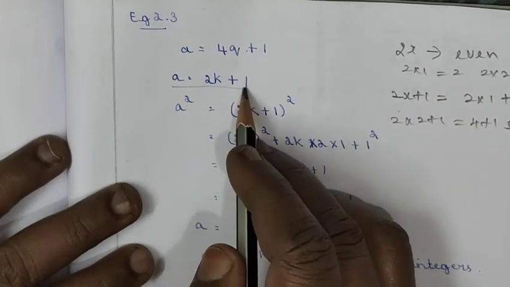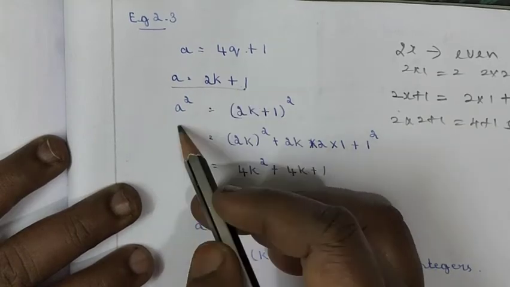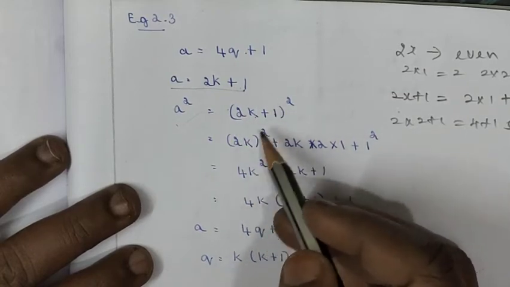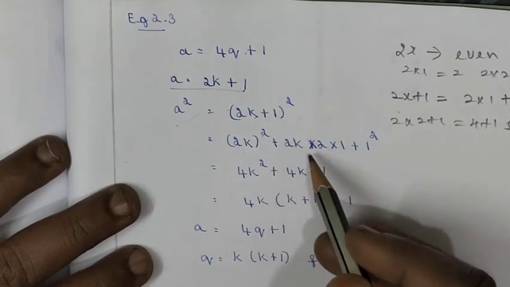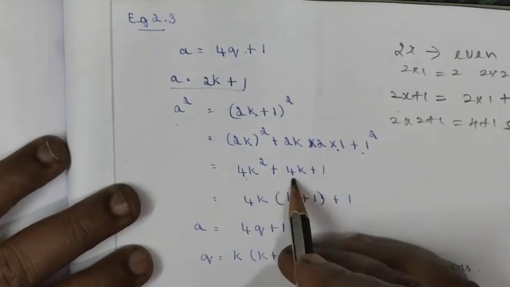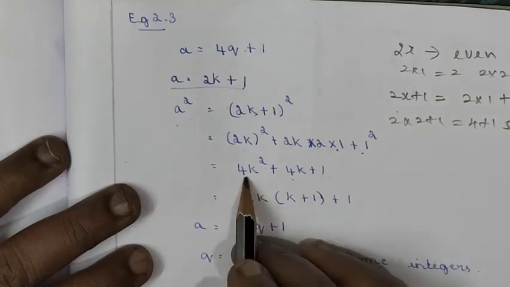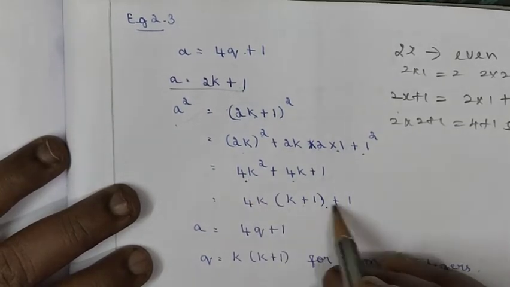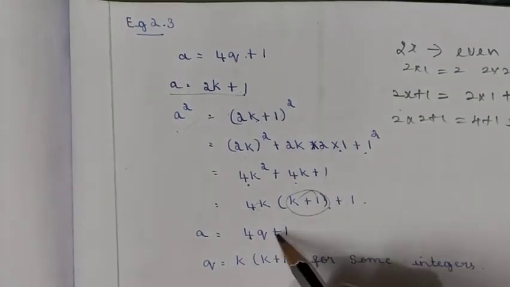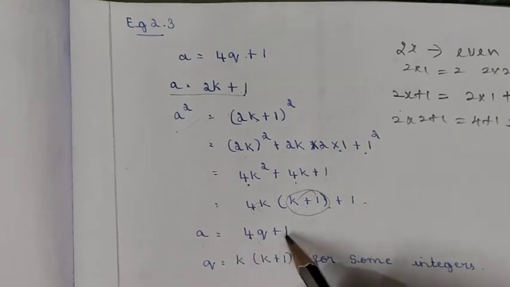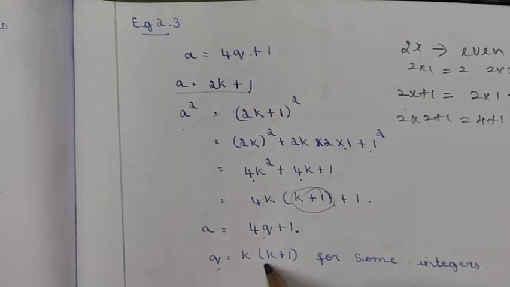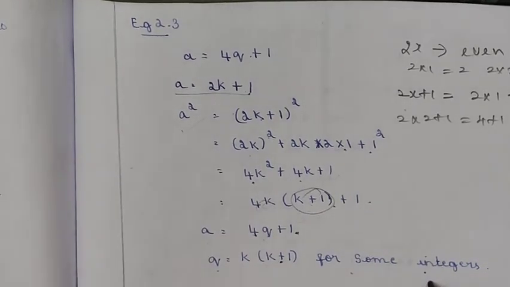So an odd number can be written as 2k plus 1. Squaring that, we get 2k plus 1 the whole square. Expanding according to a plus b the whole square: 2k the whole square plus 2 into 2k into 1 plus 1 square, that is 4k square plus 4k plus 1. Taking 4k outside, 4 into k into k plus 1, plus 1. We can assume k into k plus 1 as q. So A equals 4q plus 1, where q equals k into k plus 1 for some integer.